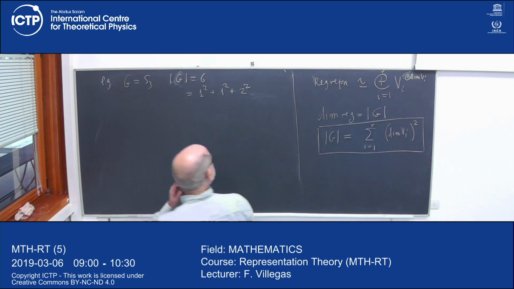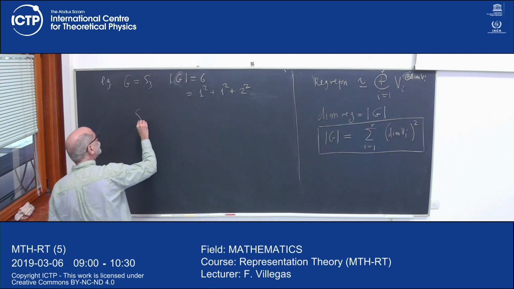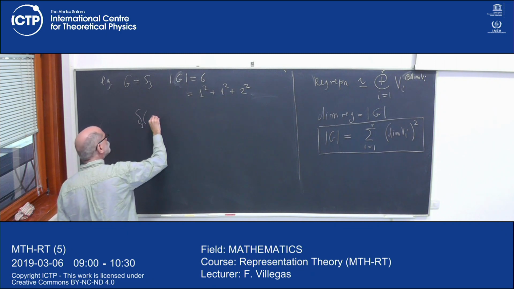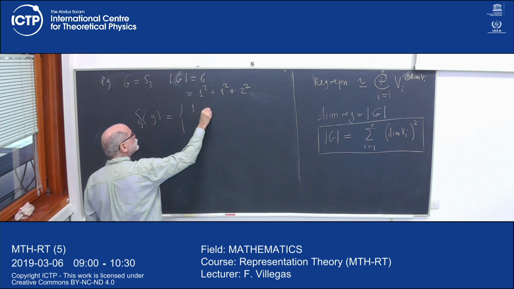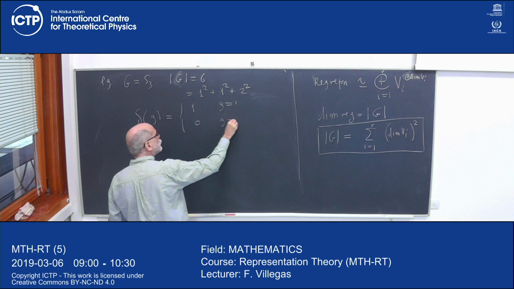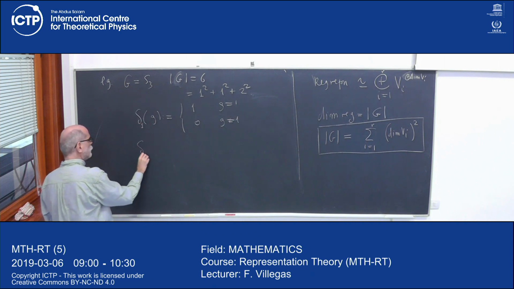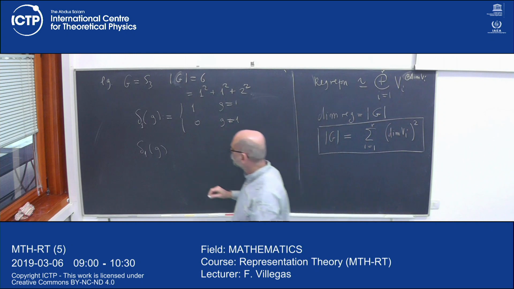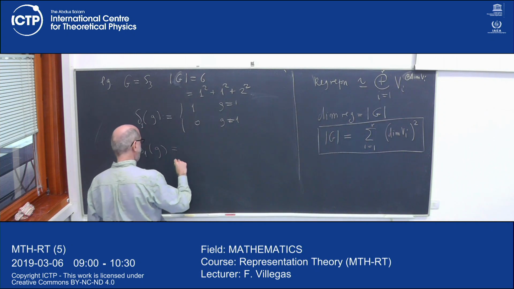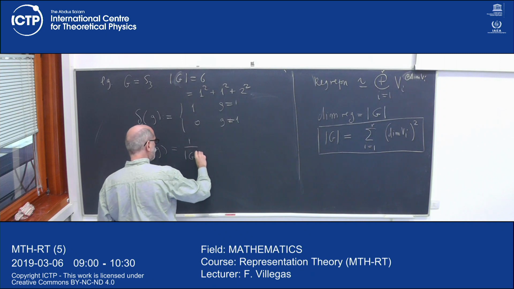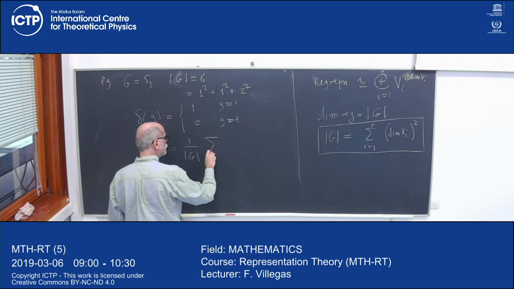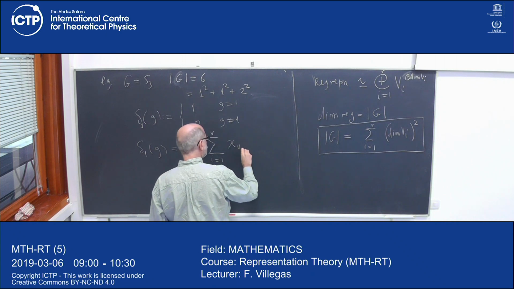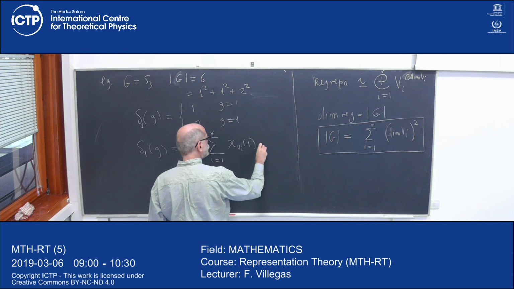Okay, the other observation is that the regular representation is like a delta function identity. It's like the Dirac delta. So if I define delta to be 1 if g is 1 and 0 if g is not 1, then I'm just going to rewrite the fact that the character of the regular representation has this decomposition. So this is equal to 1 over the order of G times the sum of chi_V_i of 1 times chi_V_i.